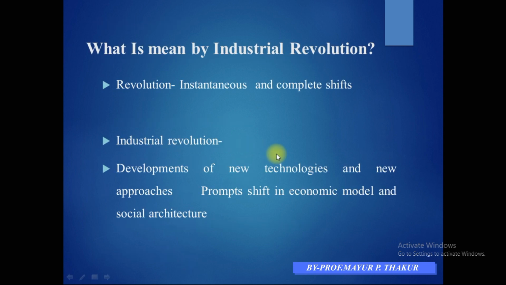So now I will start from what is meant by Industrial Revolution. Before going to the concept of Industrial Revolution, we have to know the definition of revolution. So revolution means some kind of shift, some abrupt change that is required in order to transform the way things have been happening. So an abrupt change in the way things are being done, that is a revolution.